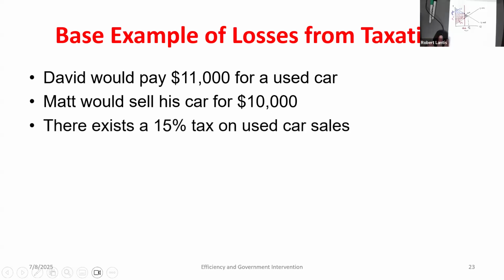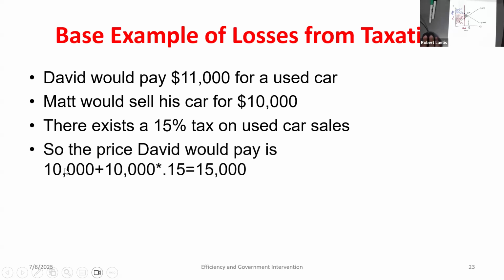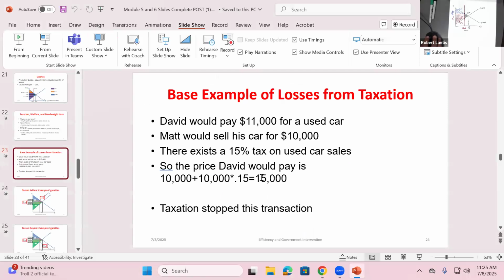I just chose these numbers to make it a little bit easier to think about, but what if I had a 15% sales tax on used cars? So let's just assume that Matt is feeling generous and says, you know what, David, I know you need this used car. I'll sell it to you for $10,000. I was willing to sell it for $10,000, I'm okay with that. David was willing to pay 11, so he'll definitely pay 10. However, once he pays that $10,000, now he also has to pay an additional 15% sales tax. So the total cost is going to be, well, what is 10,000 times 0.15?